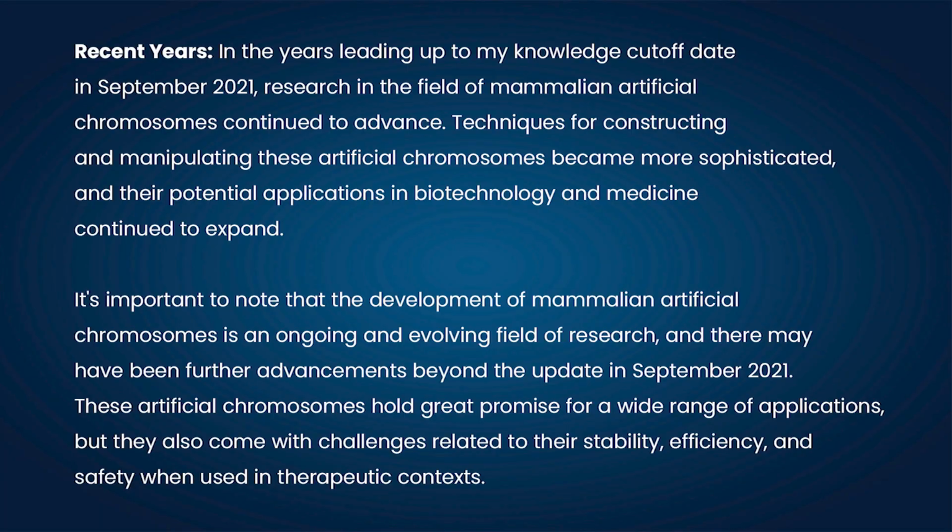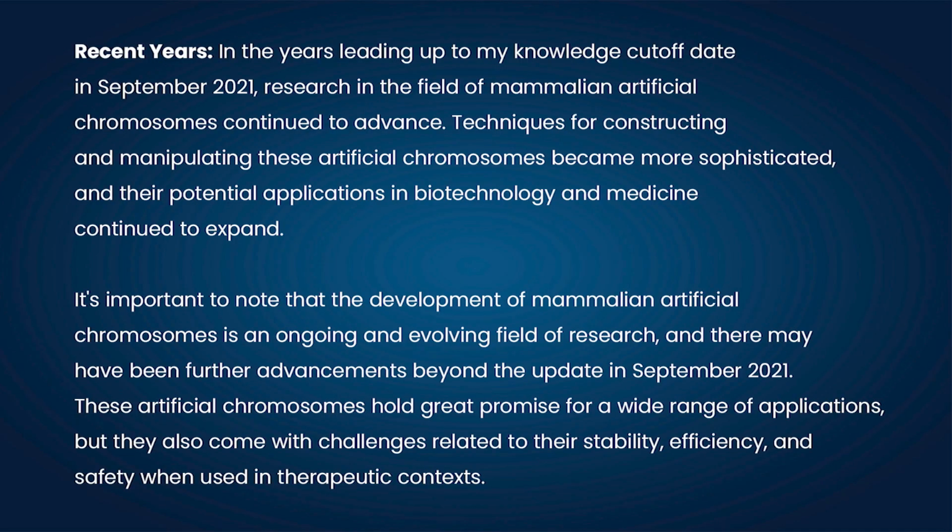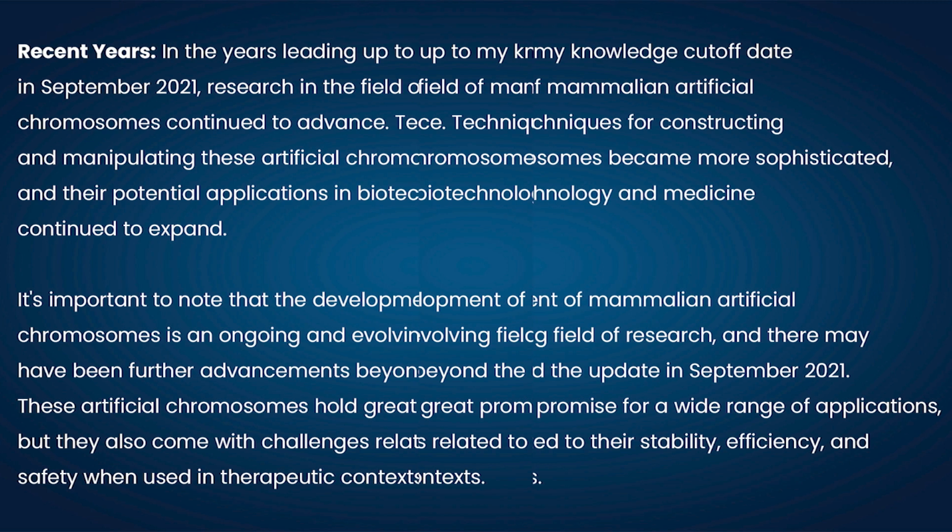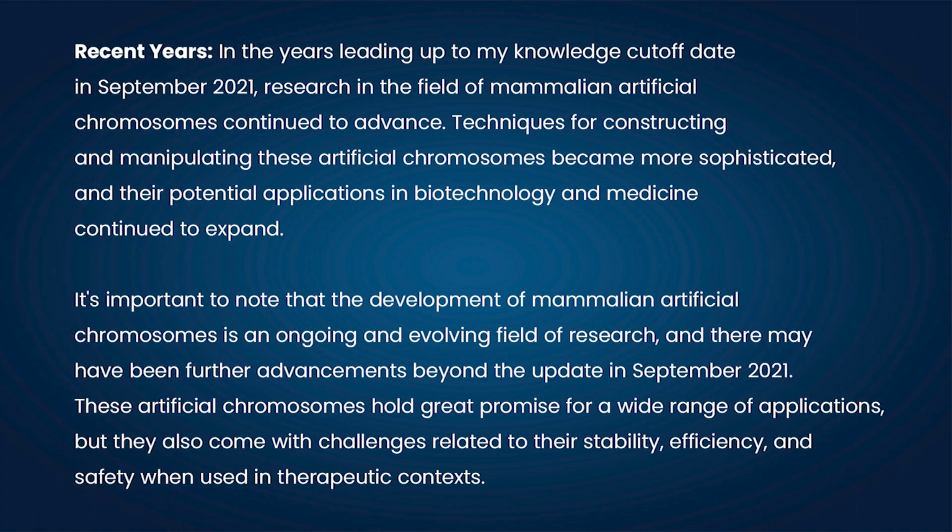Talking about recent years, the data that is available or quoted by me in this lecture is still from early 2022. In early 2022, research in the field of mammalian artificial chromosomes continued to advance. Techniques for constructing and manipulating these artificial chromosomes became more sophisticated, and their potential applications in biotechnology and medicine continued to expand. It's important to note that the development of mammalian artificial chromosomes, or MACs or HACs, is an ongoing and evolving field of research. Till now, a lot of research has been done which might not be quoted in this lecture.